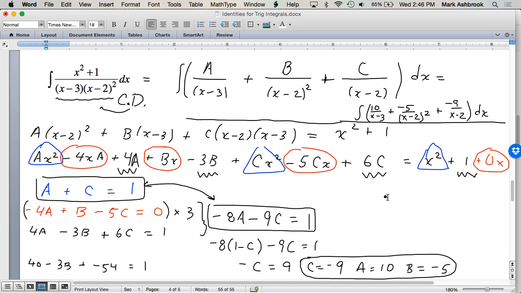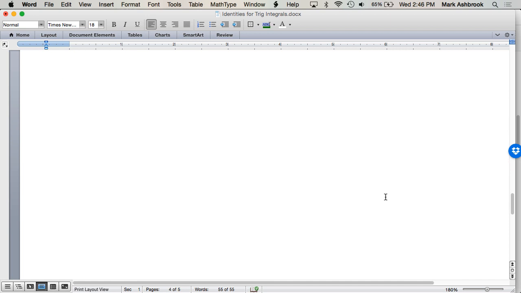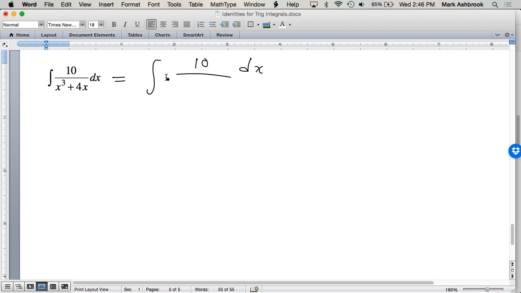Okay, so one more example. It's a shorter example, but it brings in this thing with a square. So this one, degree of the numerator less than the denominator, and we can factor the denominator. How's this factor? x cubed plus 4x factors as x and x squared plus 4. So we're good for partial fractions. It meets both requirements. The degree of the numerator is less.